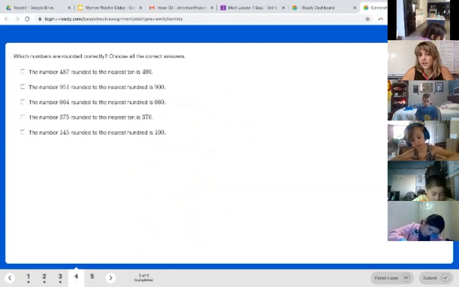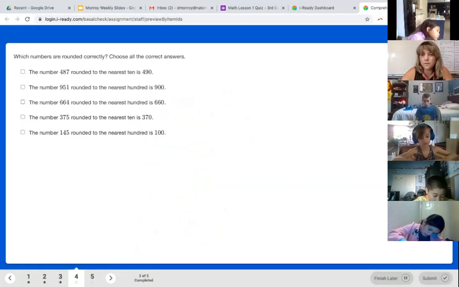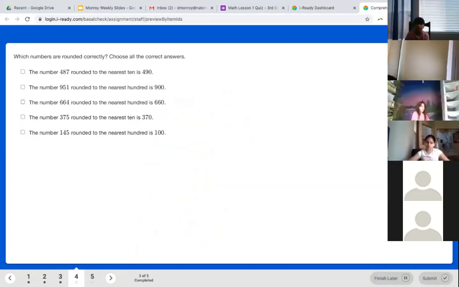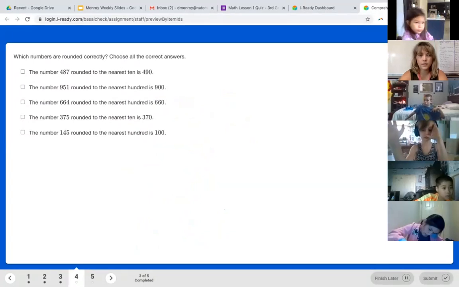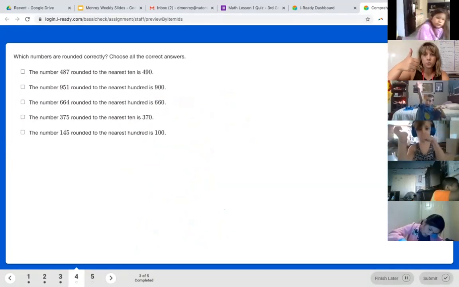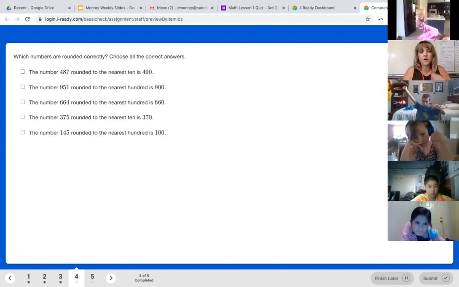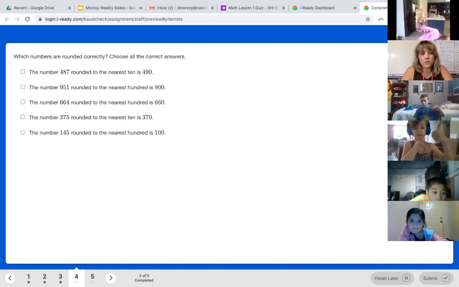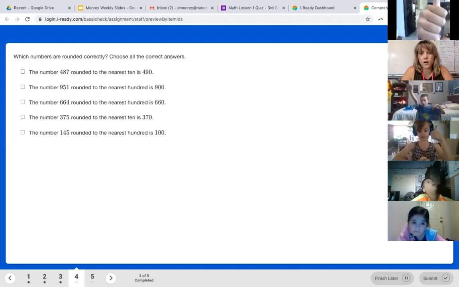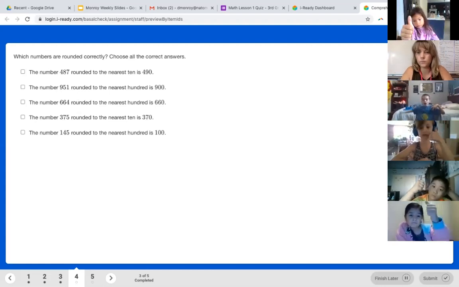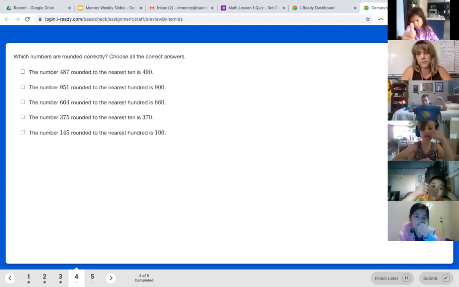So how about this time, instead of writing on the whiteboard, I want you guys to show me on your thumbs. Thumbs up means you think it's correct. Thumbs down means you think it's incorrect. Okay, our first one. 487 rounded to the nearest 10 is 490. Do you think that's right or no? If you don't know, put your thumb in the middle. It's okay to not know.